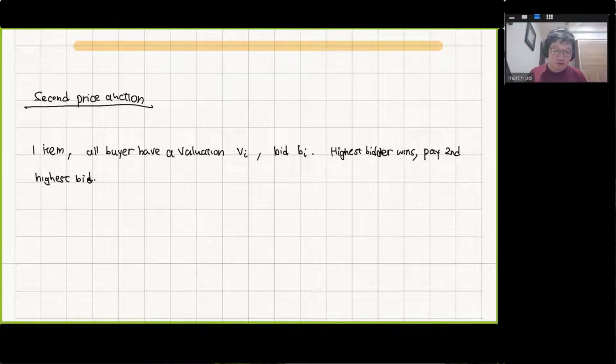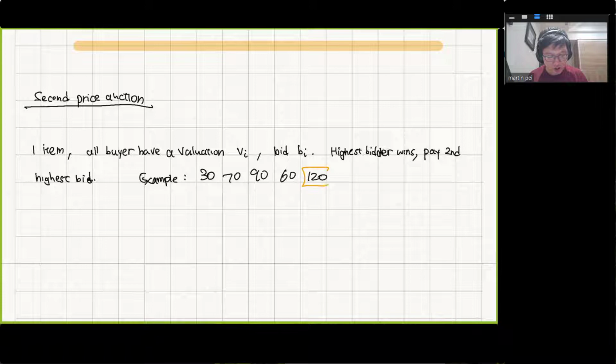So that is the second price auction. You have an item and you have some bids coming from the buyers, and the person who bids the highest will win, but they don't pay what they bid. Instead, they will pay the second highest bid. So if people bid 30, 70, 90, 60, 120, then the person who bids 120 wins. Instead of paying 120, they pay the second highest price, which is 90.